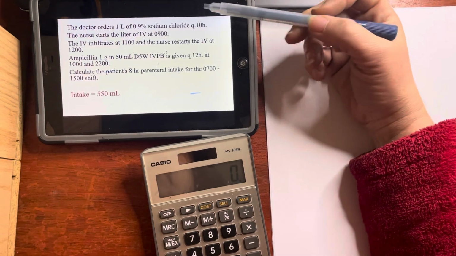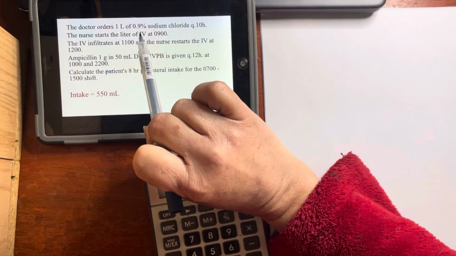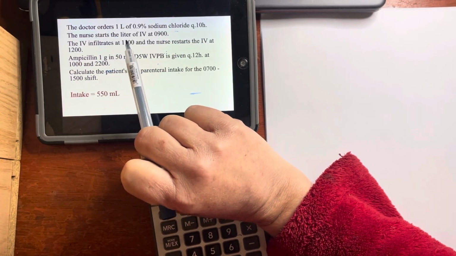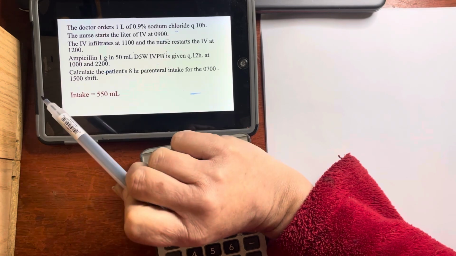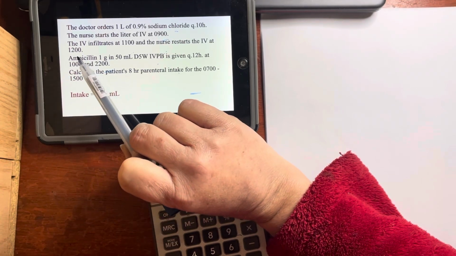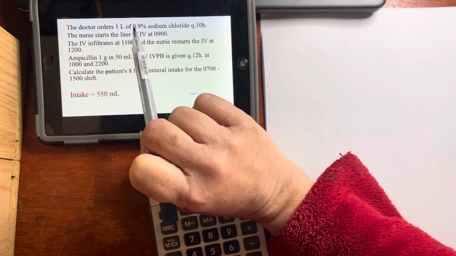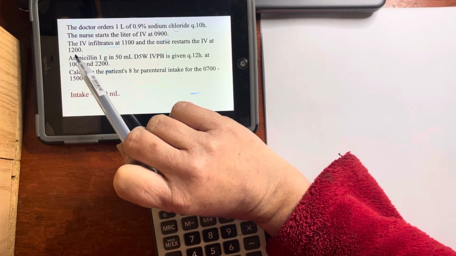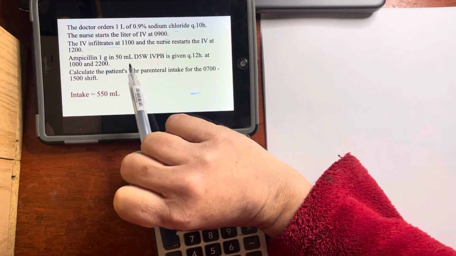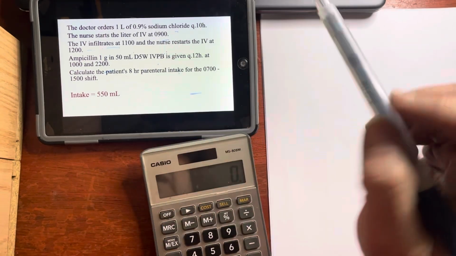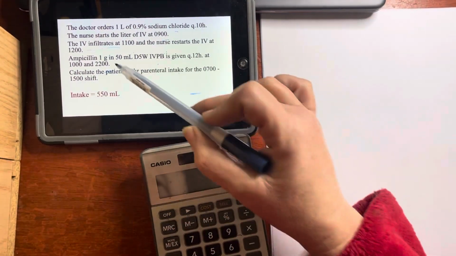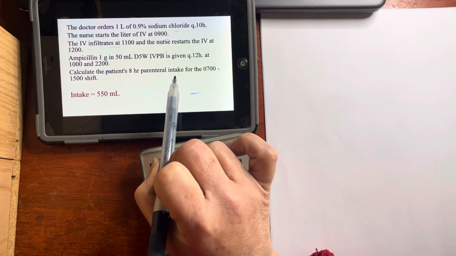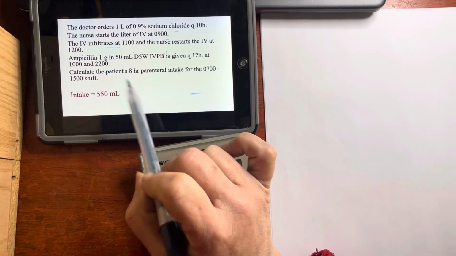Anyway, go. All right, so the doctor orders 1 liter of normal saline over 10 hours. The nurse starts the liter of IV at 9 a.m. The IV infiltrates at 11, and the nurse restarts it at noon. Ampicillin, 1 gram, 50 milliliters, D5W IV piggyback is given Q12 at 10 and 10. Calculate the patient's 8-hour parenteral intake for the 7 to 3 shift.